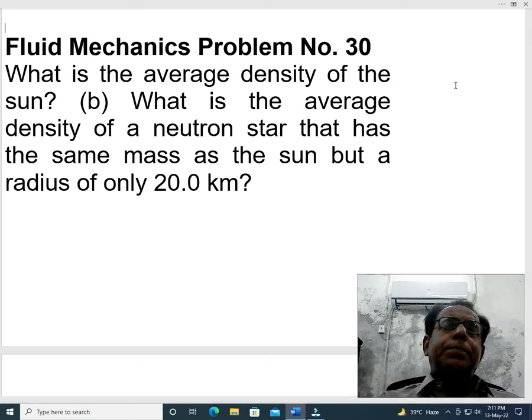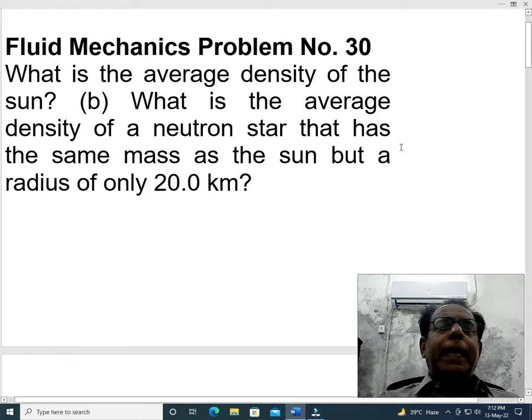Dear students, here we will need a table in which data regarding sun, earth, moon, etc. will be given. Part B, what is the average density of a neutron star that has the same mass as the sun but a radius of only 20.0 kilometer, that is 20,000 meter. Because we are following MKS system, we will convert this kilometer into meter.